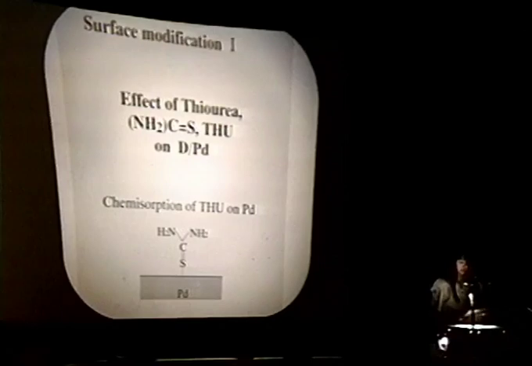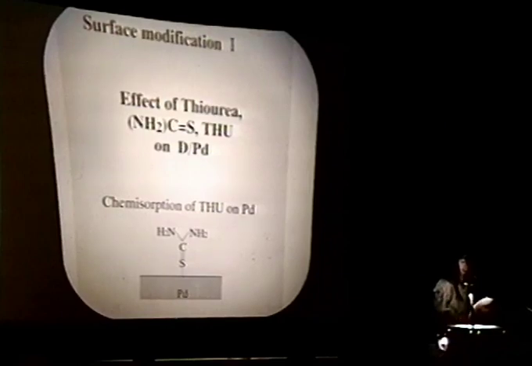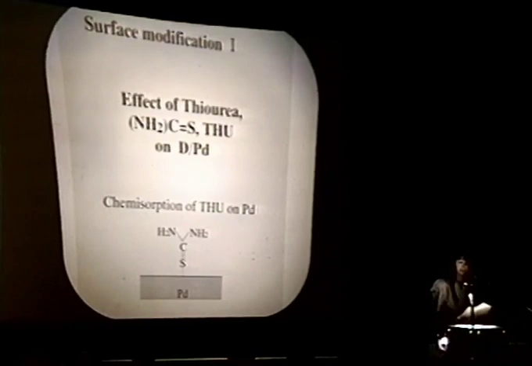Next, I will talk about surface modification. Thiourea is chemisorbed on the cathode surface and inhibits the hydrogen desorption process. So, we investigated the effect of thiourea.